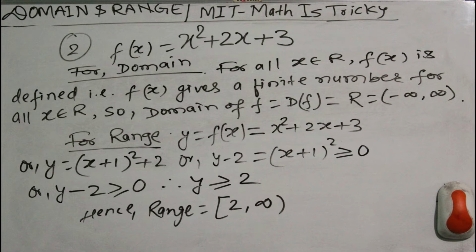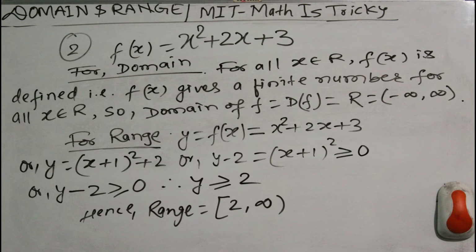So for range, as before, let's try to express the right hand side as a whole square. By putting plus 1 and minus 1, we get y equals x plus 1 whole square plus 2, and then by simplification y minus 2 comes to the left hand side and equals x plus 1 whole square, which is always greater than or equal to 0. So y minus 2 is greater than or equal to 0. Therefore y is greater than or equal to 2. It means the minimum value is 2 and more than 2, so up to infinity. So our range is the closed interval 2 to infinity. Okay, this is our answer.